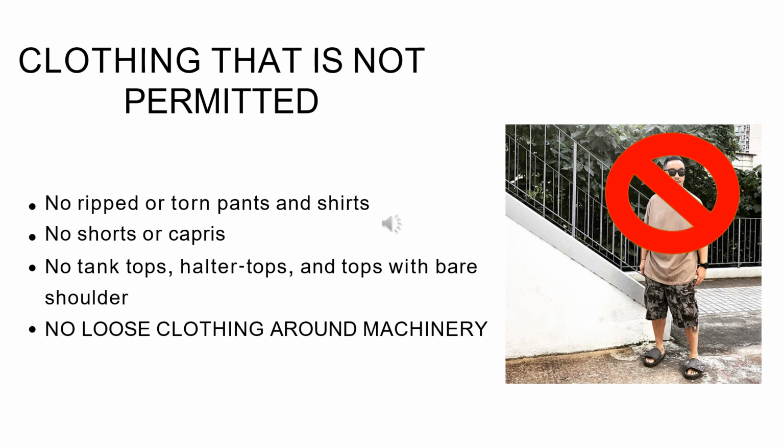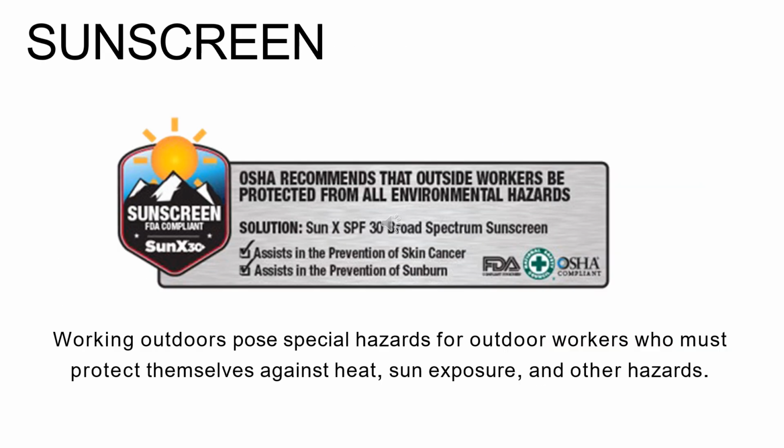Clothing that is not permitted: no ripped or torn pants and shirts, no shorts or capris, no tank tops, halter tops, and tops with bare shoulders. No loose clothing around machinery. Sunscreen. Working outdoors poses special hazards for outdoor workers who must protect themselves against heat, sun exposure, and other hazards.